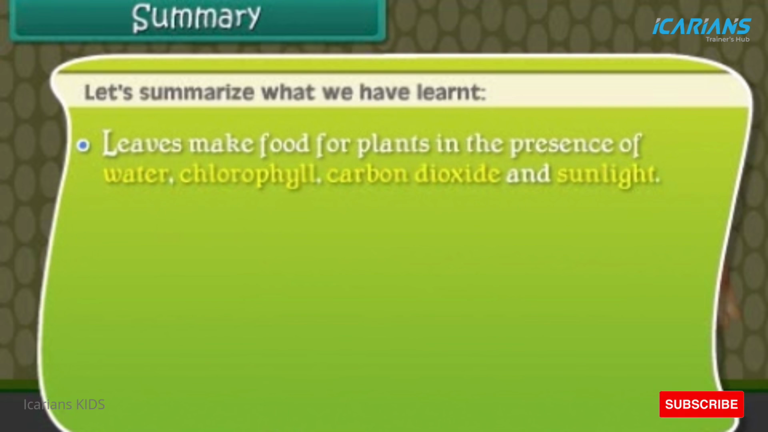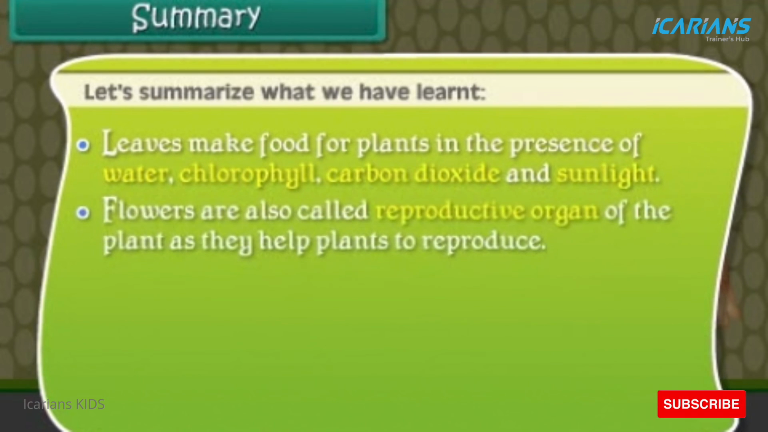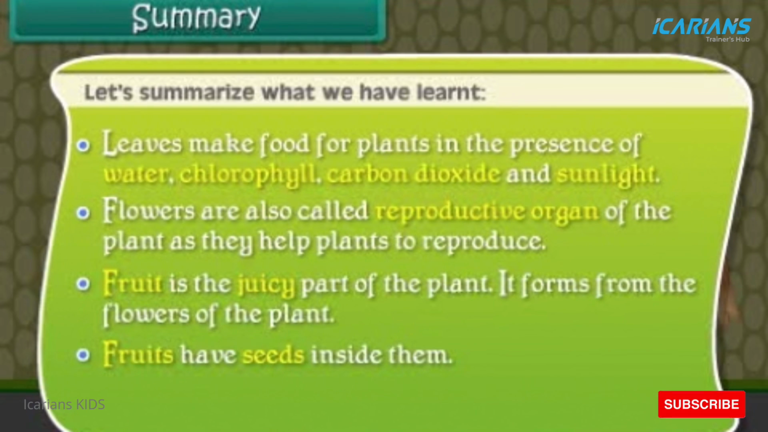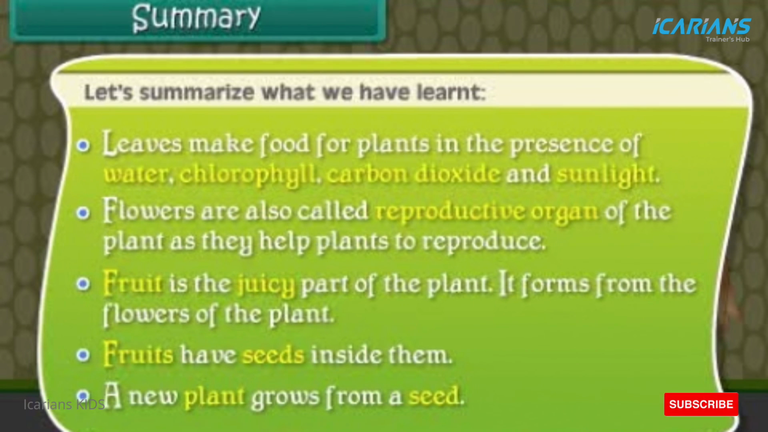Some stems also store food in some plants. Leaves make food for plants in the presence of water, chlorophyll, carbon dioxide, and sunlight. Flowers are also called the reproductive organ of the plant, as they help plants to reproduce. Fruit is the juicy part of the plant. It forms from the flowers of the plant. Fruits have seeds inside them. A new plant grows from a seed.